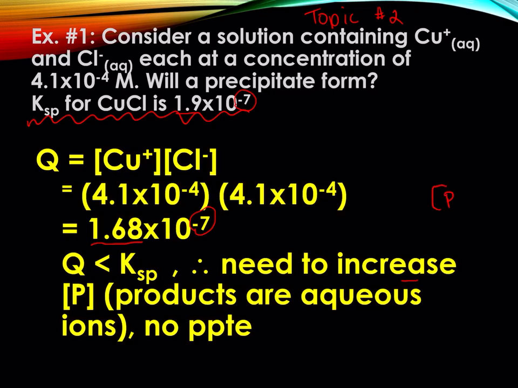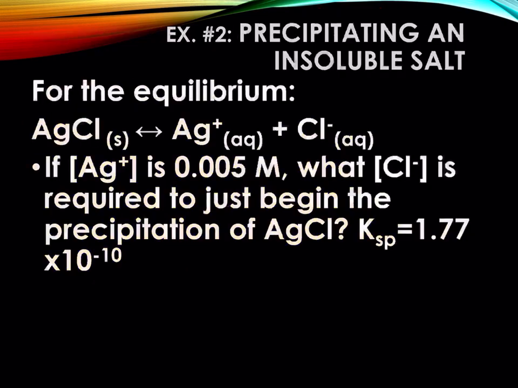Okay, so Q less than KSP. That means the Q value needs to increase. How does it increase? You want to increase the top of the fraction, which is where the products are. And in our solubility case, products are always aqueous ions, which means no precipitate.